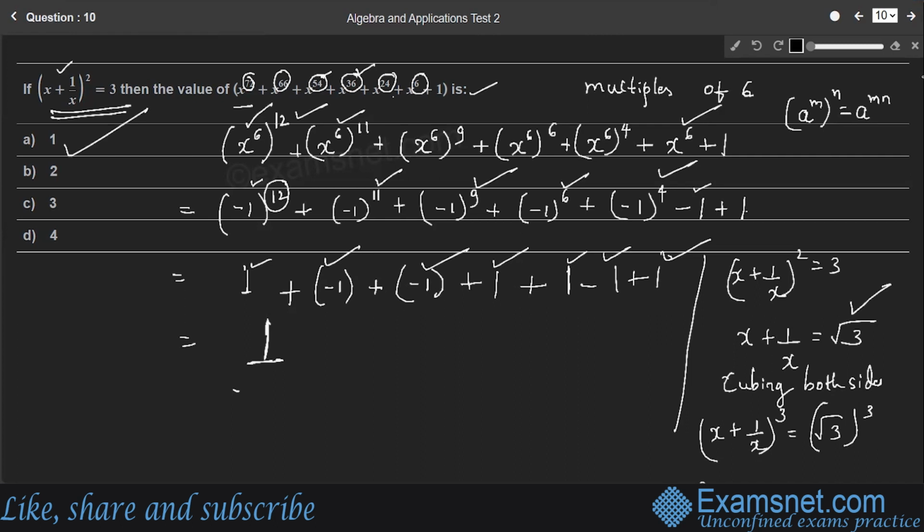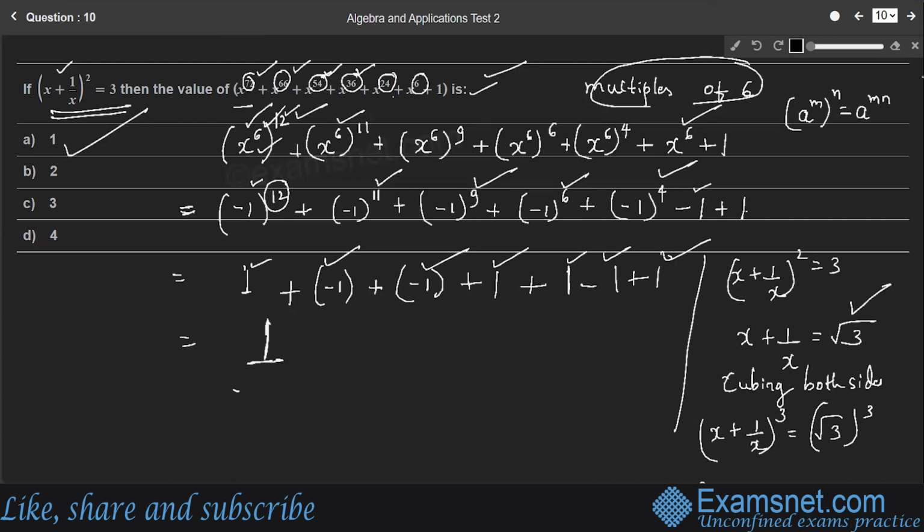So first, students, we have to express the given expression as powers, right? So each term is a power of x raised to 6: x raised to 6 whole raised to 12, x raised to 6 whole raised to 11, since all these powers are multiples of 6. So our next step is to find the value of x raised to 6.